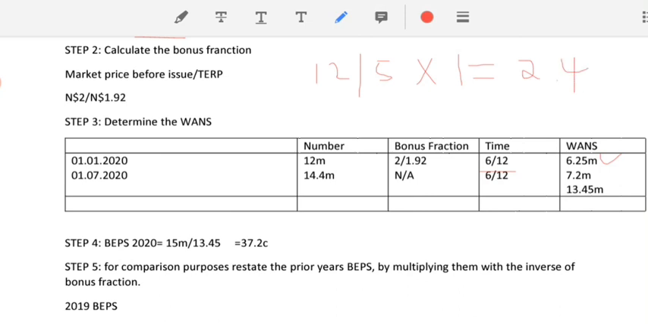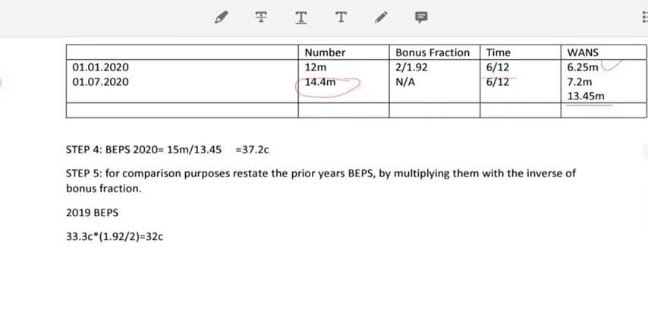That's what we get, which means that at that date, if we take that 12 we were having, we'll get 14.4, and that's what we have here. This 14.4 will not be multiplied with the bonus fraction. It will only be multiplied with this time, because now we have 14.4 for 12 months. Then we are getting 7.2. The total weighted average number will now be 13.4. That's what we will use.